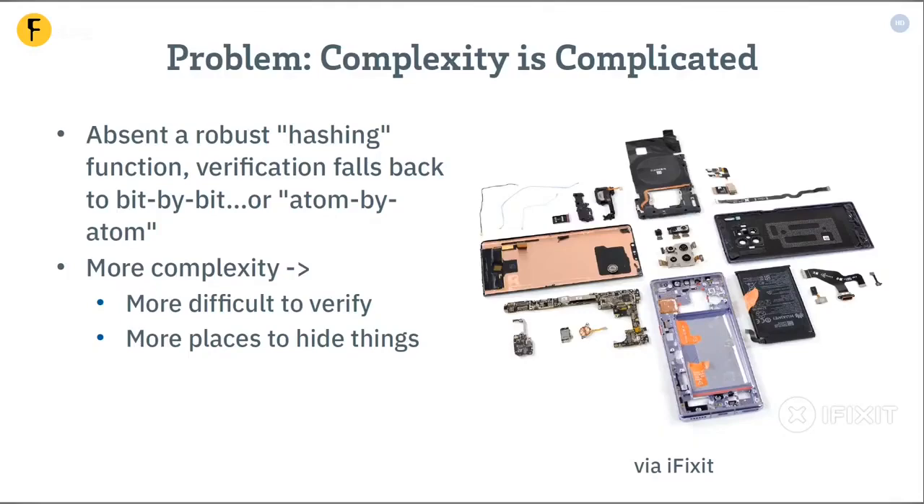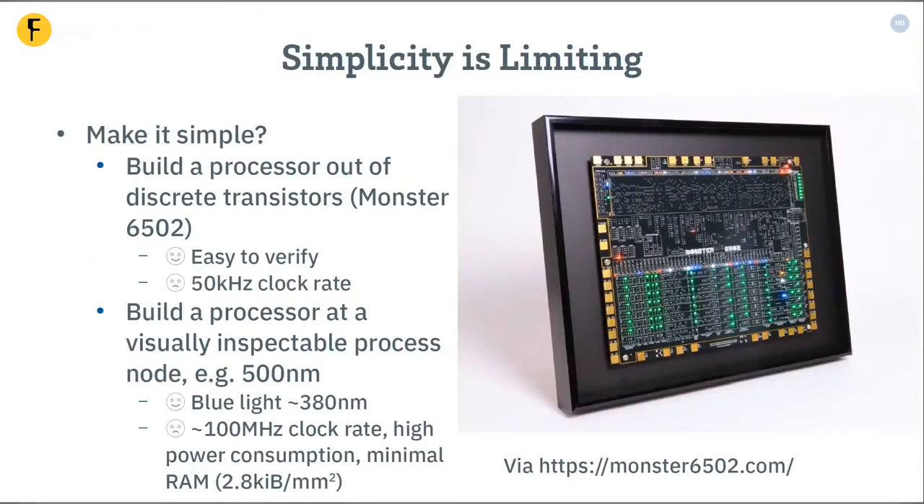Of course, if we go away from these complicated systems that we have today, these supercomputers in our pocket, we can say, okay, let's just build a 6502 or something from discrete transistors. This has been done. A friend of mine built the Monster 6502. It's literally a circuit board with a transistor-level implementation of the 6502. It's an 8-bit CPU from 30-odd years ago. It's trivial to verify that it's been built correctly because you can literally see the transistors with your own eyes. The problem is it runs at a 50 kilohertz clock rate, right? You're not going to be able to do a lot with it.